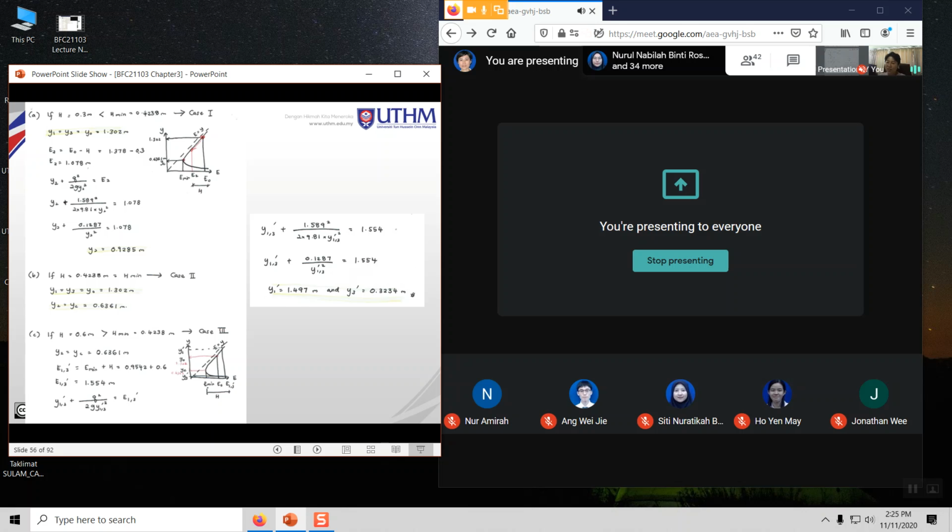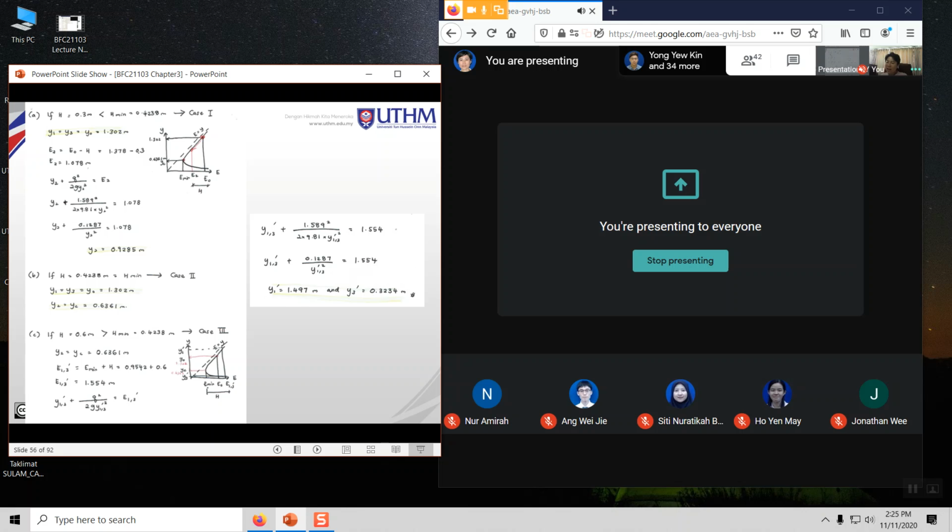Then for question C, what if the height of weir is 0.6 meter? Now, H equals 0.6 meter is greater than your H min, which is almost 0.42 meter. So, therefore, it is case 3. For case 3, you know that your Y2 is equal to YC, which is 0.6361 meter. The only things I do not know are Y1 and Y3. How are you going to get Y1 and Y3? You see, I sketch it out.